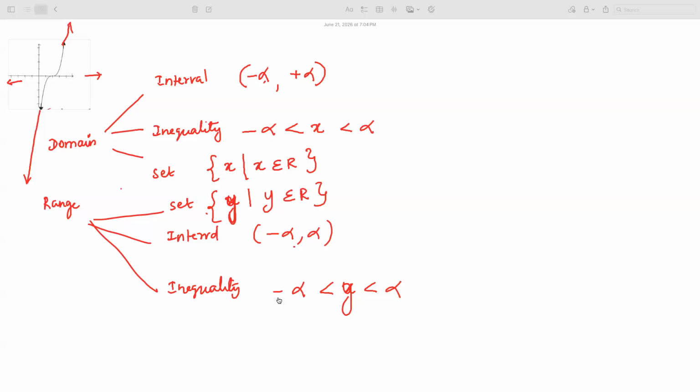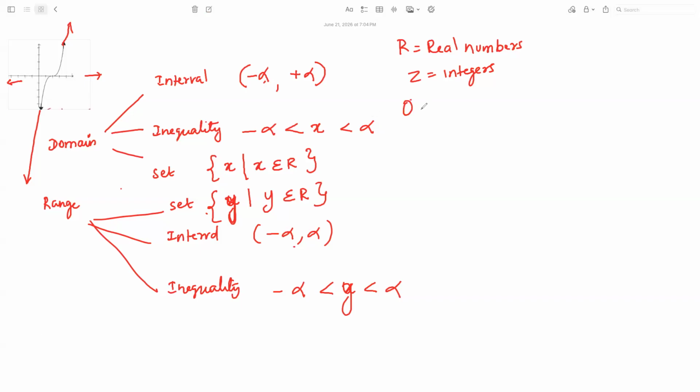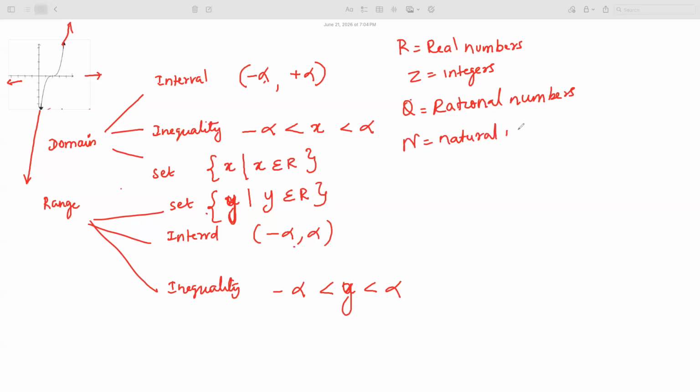You want me to write that down? I'll write that down. R represents real numbers. Z represents integers. Q represents rational numbers. That's all, I think. What else is there? I think N is natural numbers. I can confirm this one, guys.